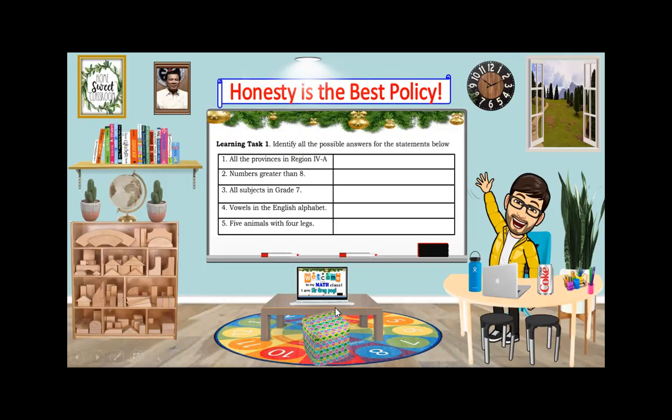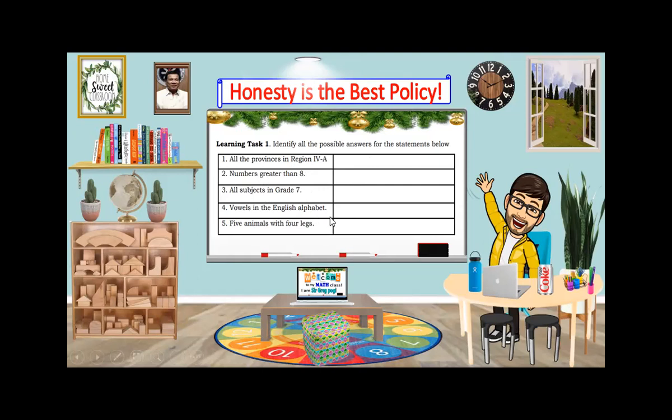Let's have first this task number one. You have to identify all the possible answers for the following. Number one, all the provinces in region 4A. What are those provinces? Number two, numbers greater than 8. Number three, all subjects in grade 7. Number four, vowels in the English alphabet. Number five, animals with four legs. What are those animals?